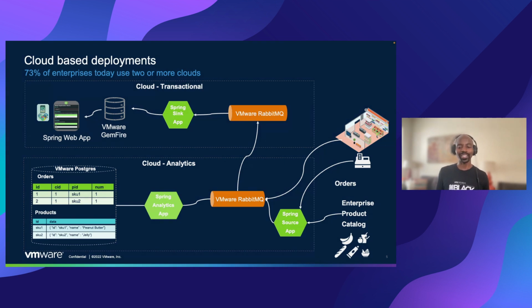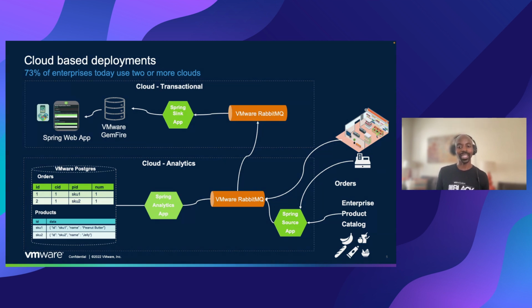The web app gets its data from VMware Gemfire. There's a sync app that populates VMware Gemfire based on data from RabbitMQ. RabbitMQ is running across both clouds. It's used to move data such as from the analytical to the transactional cloud. All customer orders and product information is stored in my favorite relational database, Postgres. There's a Spring app that accepts orders from stores running at the edge and product data from an enterprise product catalog.